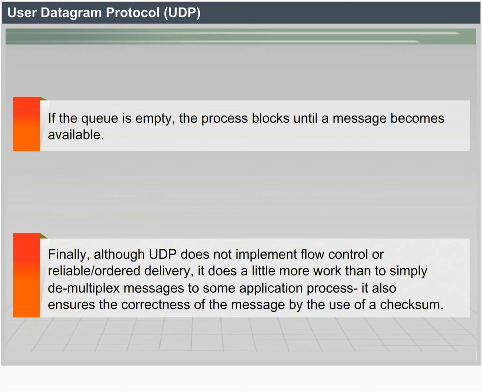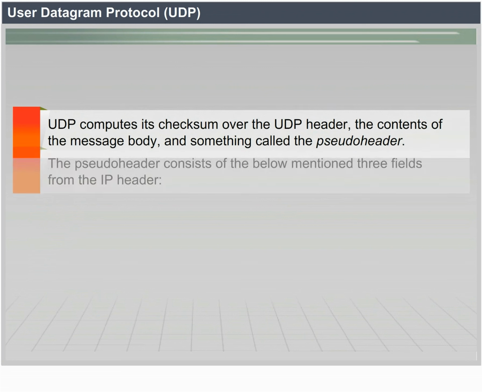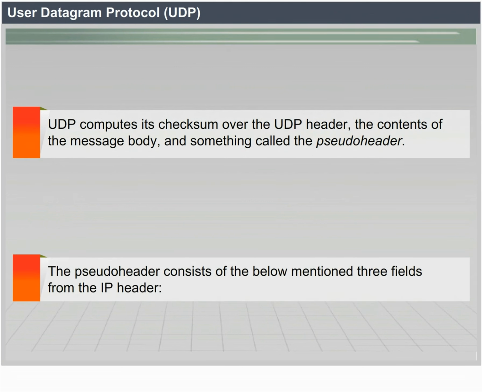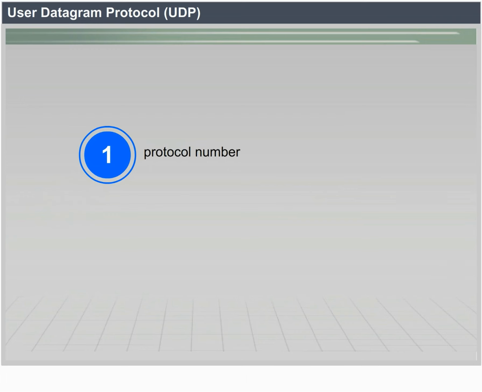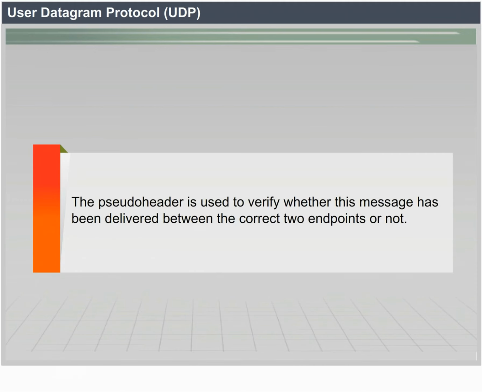UDP computes its checksum over the UDP header, the contents of the message body, and something called the pseudo header. The pseudo header consists of three fields from the IP header: protocol number, source IP address, and destination IP address, plus the UDP length field. The pseudo header is used to verify that this message has been delivered between the correct two endpoints.